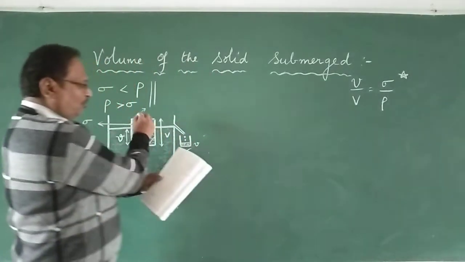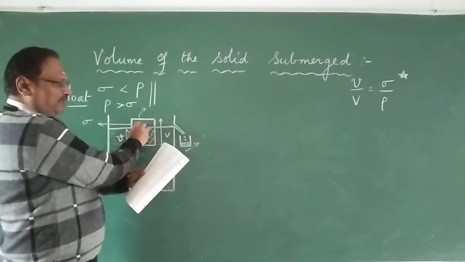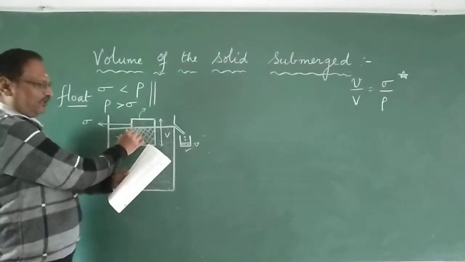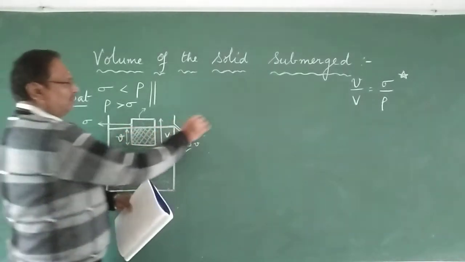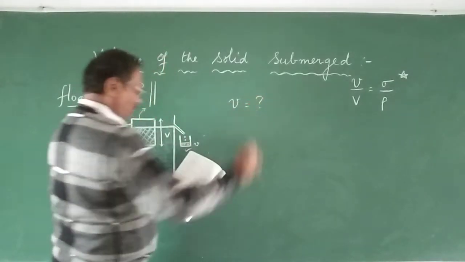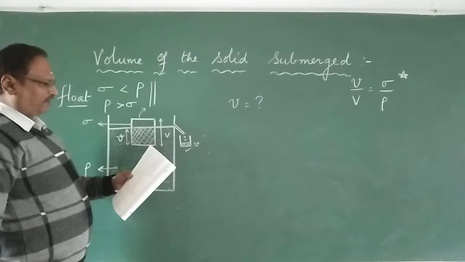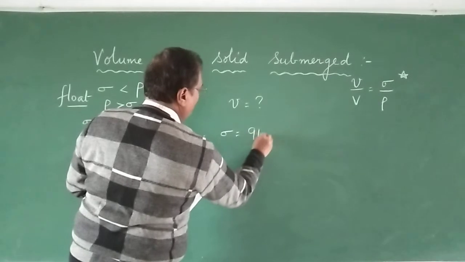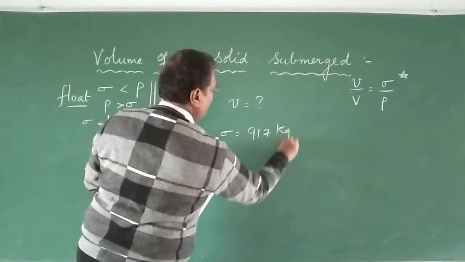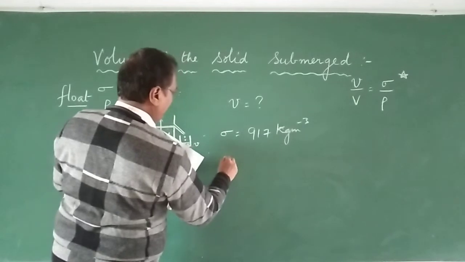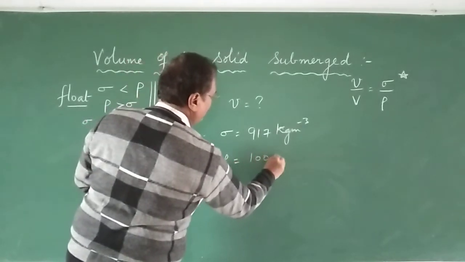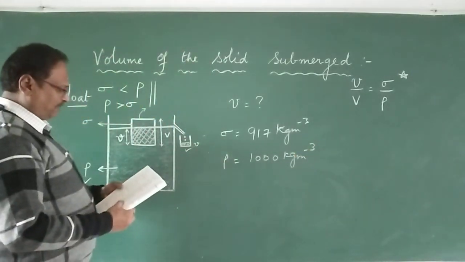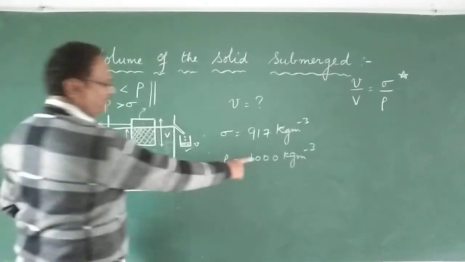I will read the problem. An iceberg floats on fresh water with a part of it outside the water surface. Calculate the fraction of the volume of the iceberg which is below the water. Given the density of ice, which is sigma, the solid, is 917 kilograms per meter cube, and the density of water is 1000 kg per meter cube. Keep these two things in mind. This is fresh water, not salt water.